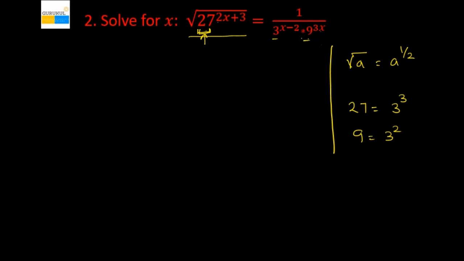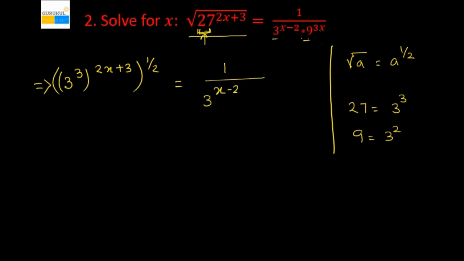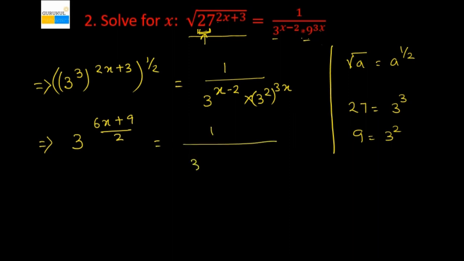So you can write this as 3 to the power 3 raised to the power 2x plus 3, whole raised to the power 1 over 2, is equal to 1 over 3 to the power x minus 2 times 9 replaced by 3 to the power 2 raised to the power 3x. So this can be simplified to 3 to the power 6x plus 9 over 2, and this you can write as 1 over 3 to the power x minus 2 times 3 to the power 6x.